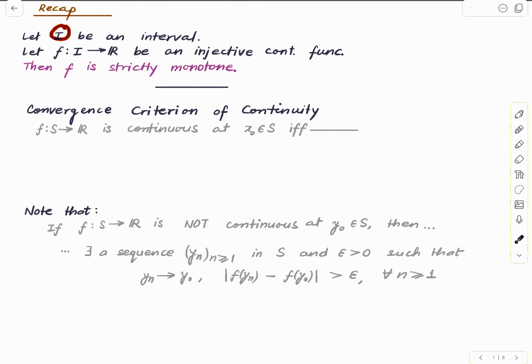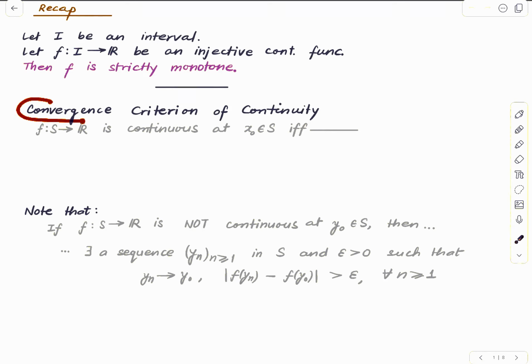So fix an interval I, and suppose we have an injective continuous function f defined on the interval I. Then the function f is strictly monotone, meaning either it strictly increases or it strictly decreases. We proved this, and also recall that the image of I is an interval. We proved earlier that the continuous image of any interval is again an interval. This was the result of the intermediate value property.